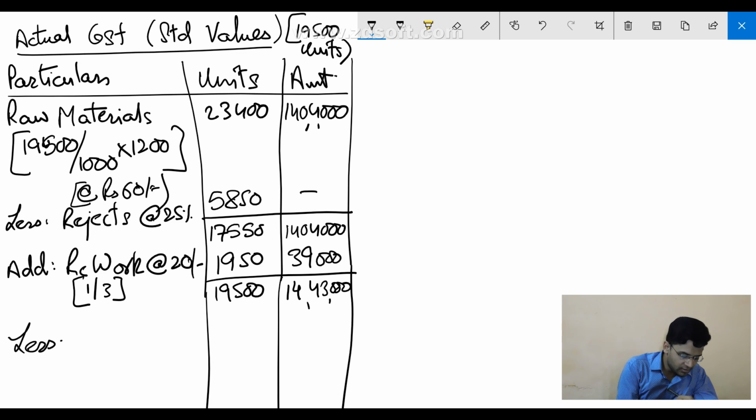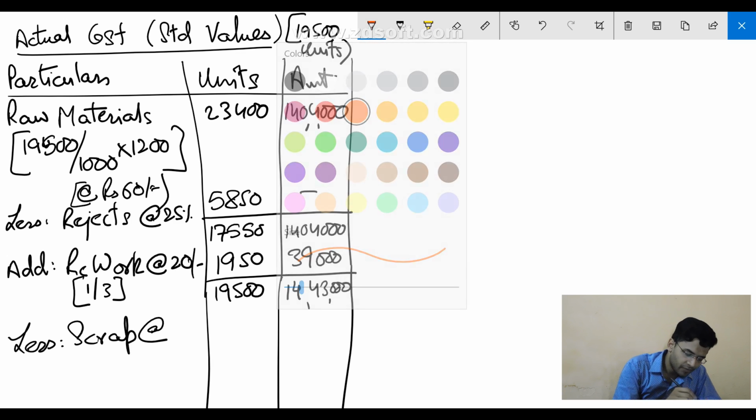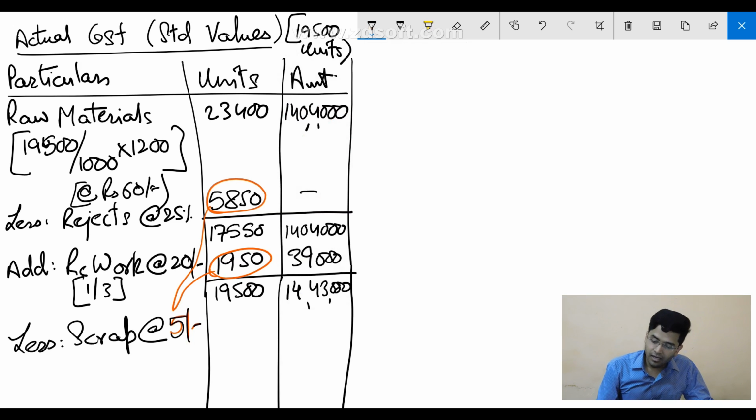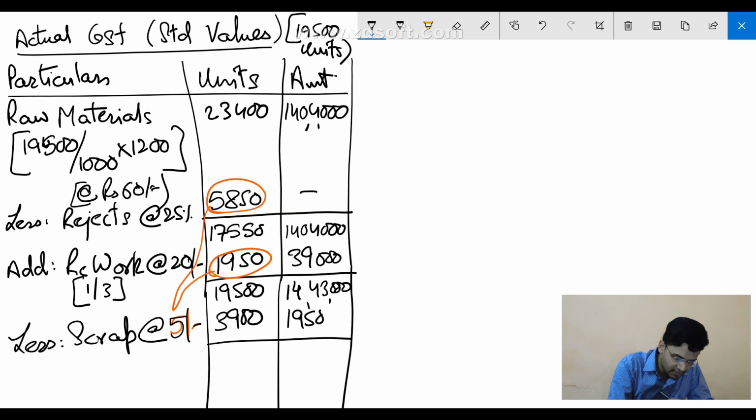Perfect, sir. So now we will reduce some scrap which has been left over by the company, and the scrap will be at the rate of total reject. So the amount which has been rejected, which is this amount minus this amount, should be the scrap. We'll sell the scrap at the rate of 5. And what is the quantity? Quantity is 5850 minus 1950. So the quantity comes out to be 3900, and the amount of realization which is expected is 19,500.